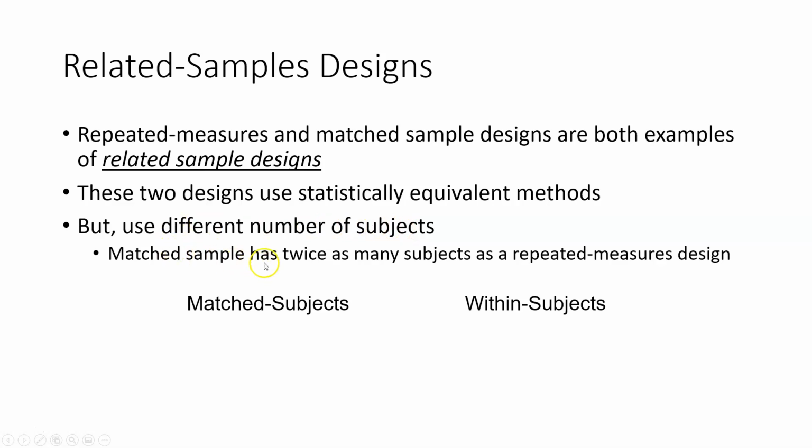A matched sample actually has twice as many subjects in the study as a repeated measures design has. So let's imagine we have a research situation where people undergo a treatment of drinking lemonade. Some of the lemonades have actual sugar in them, and some have a sugar substitute like Splenda.